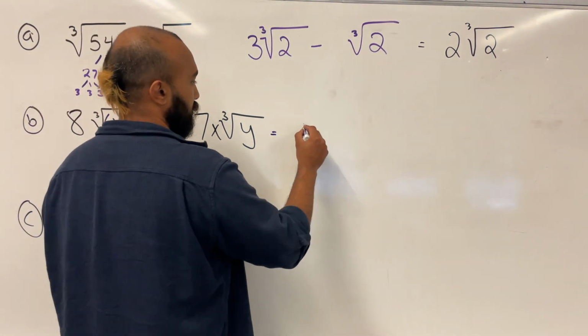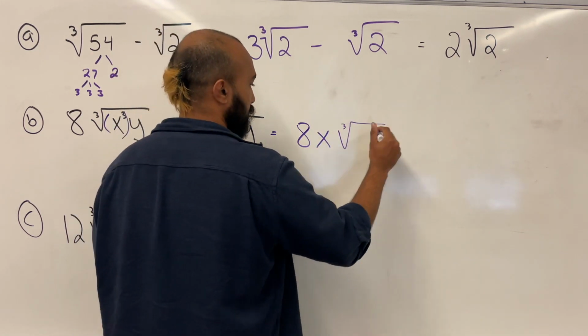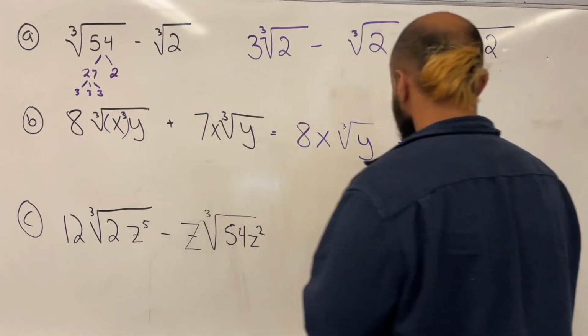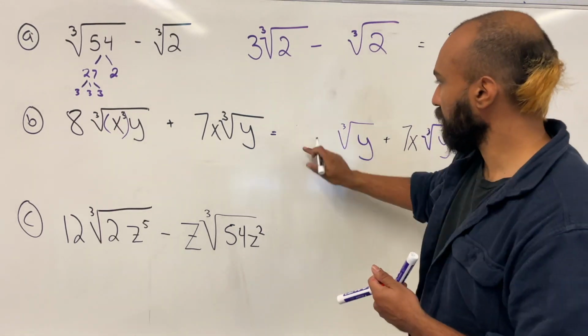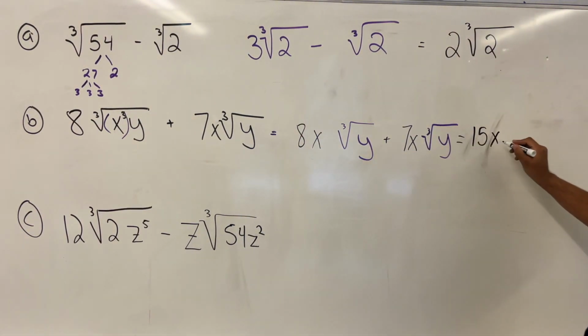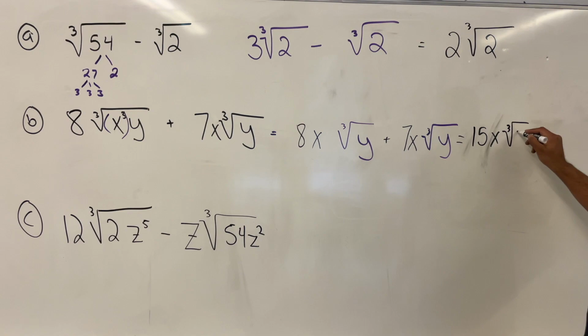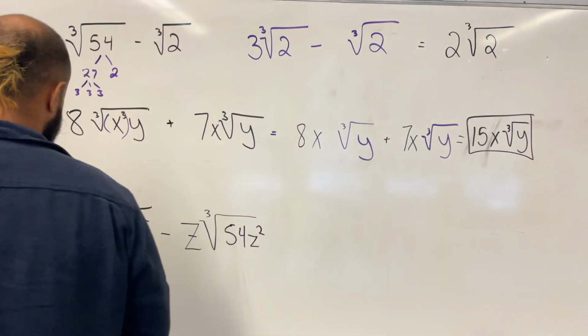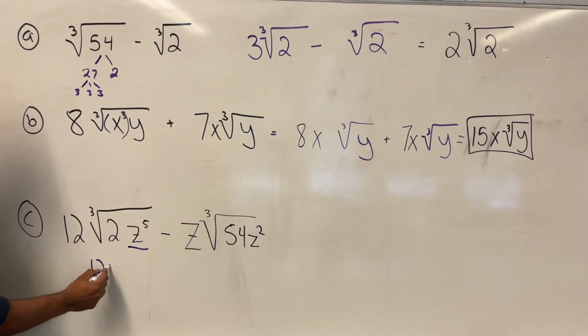So I'm simplifying here. You might need to look a little more, and I get extra practice on simplifying higher order radicals. But anyways, I get 8x times the 3rd root of y plus 7x times the 3rd root of y. So I just add the 8x and the 7x to be 15x.